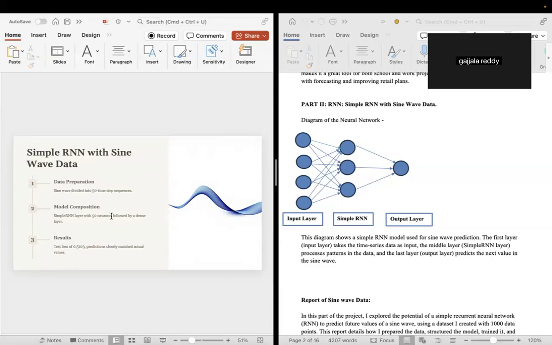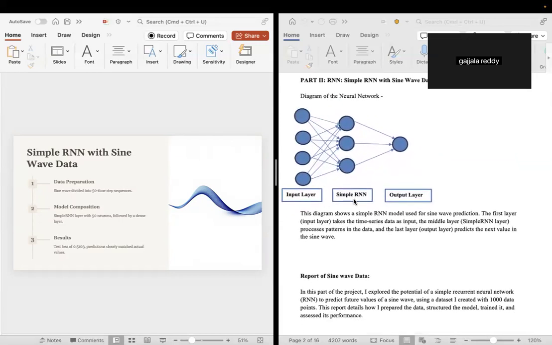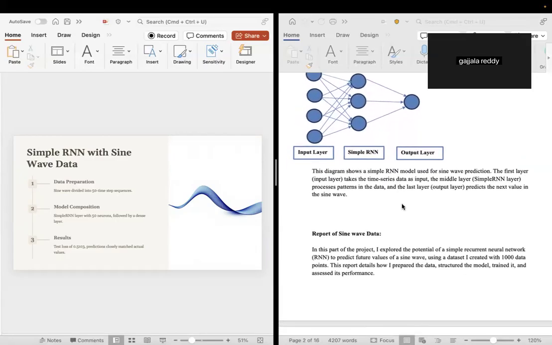Next, the second step is model composition. In model composition, there is a simple RNN layer with 50 neurons followed by a dense layer, and the final one is results. Test loss of 0.5103, predictions closely matched actual values. Here is the diagram of the neural network: input layer, simple RNN, output layer. The diagram shows the RNN model used for sine wave prediction.